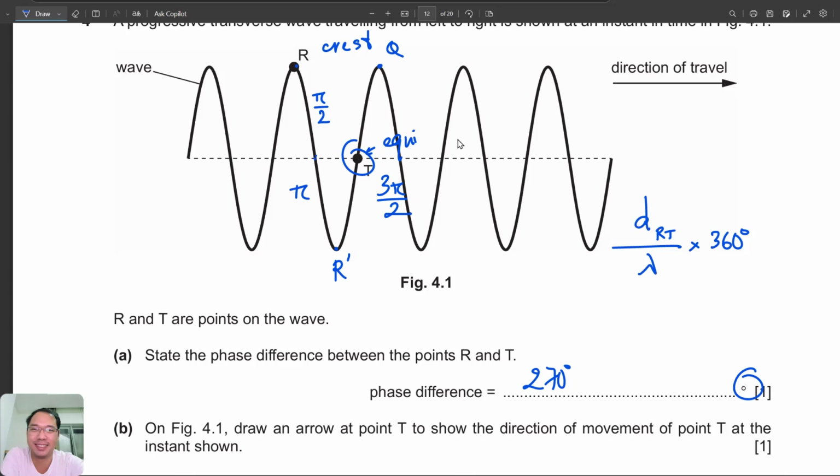In this case, the distance between the 2 points R and T is from R here to R dash here, which is half wavelength, and then 1/4 wavelength. So 1/2 wavelength here, add 1/4 wavelength, then divide by the wavelength, times 360 degrees. Anyway, the point is to understand it that way: between R and R dash they are out of phase by 180 degrees, and between R dash and T is 90 degrees more. You add 180 degrees with 90 degrees, and you get 270 degrees.